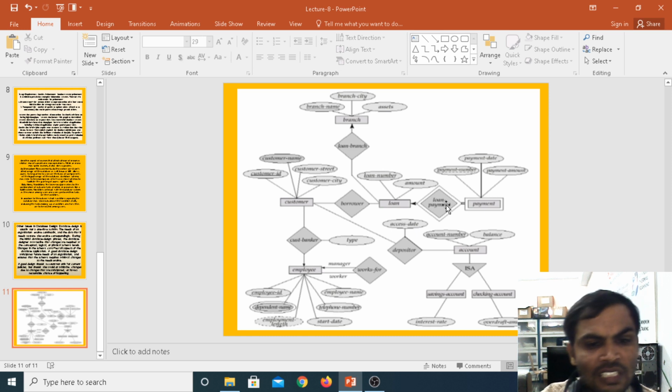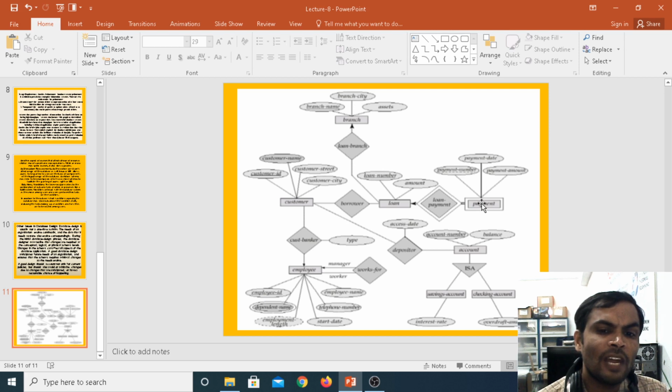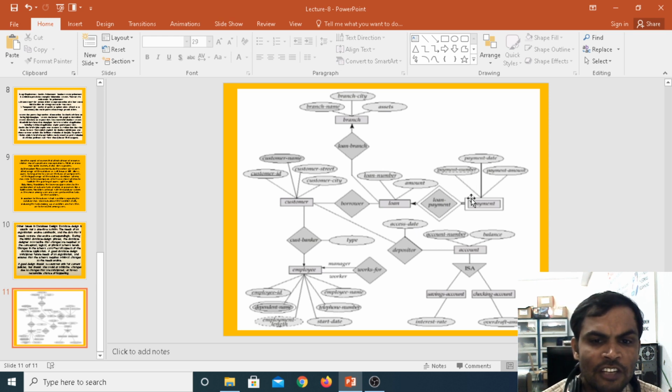Why are we giving it as a weak entity set? Under the payment entity, the strong entity set is not there, which means a solid line will not be there under the attribute. With the help of the double line, it is associating with the loan entity set.